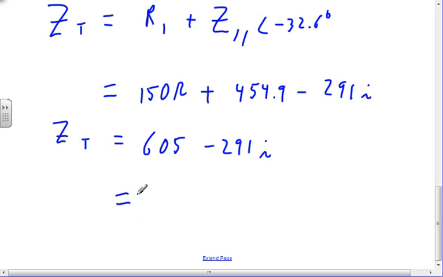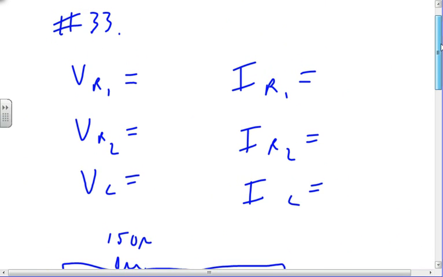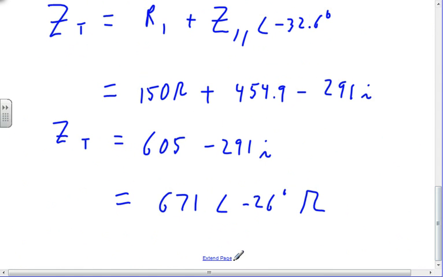605 xy key 291 with a minus sign equals, third function, change to polar. And we end up with 671, at an angle of minus 26 degrees. Okay, so that's my total impedance. Now, I wasn't asked for total impedance, but now I can find total current.